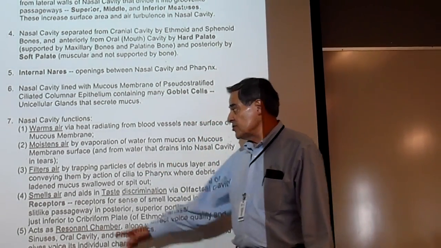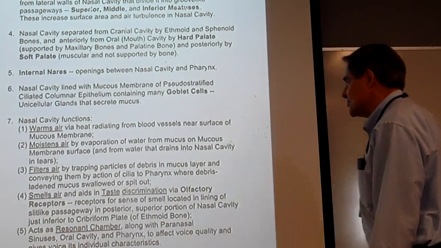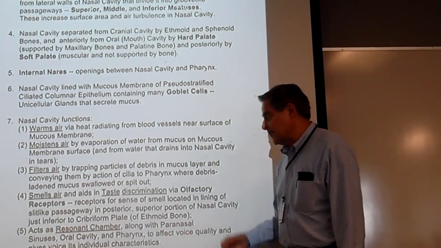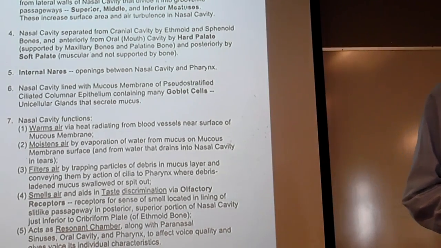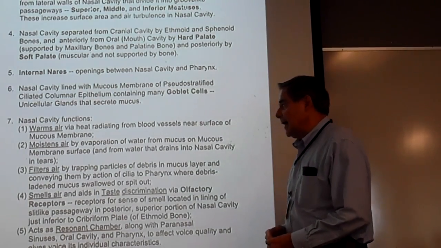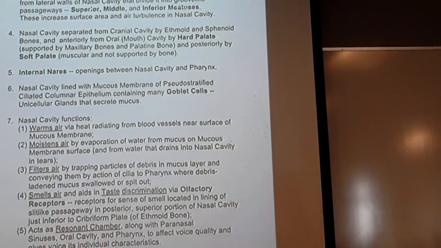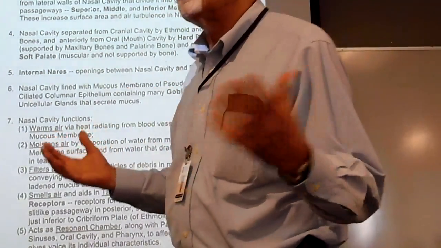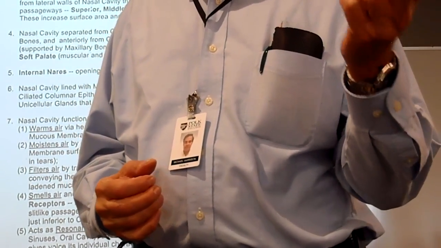In addition, the nasal cavity also enables you to smell the air, because you have receptors, okay? You have receptors basically in the nasal cavity. These are your olfactory receptors. And they also aid in taste discrimination. As you know, we do have taste receptors on the upper surface of the tongue. Those are called the taste buds. They only give us the 4 basic taste sensations, which are what? Sweet, salt, sour, and bitter.